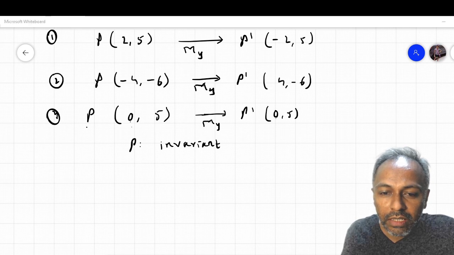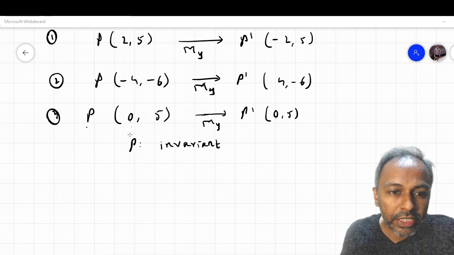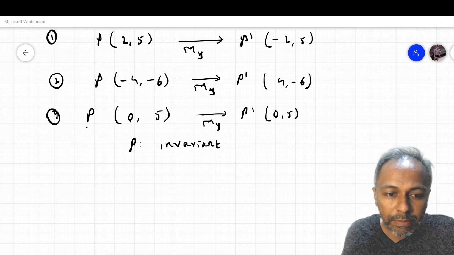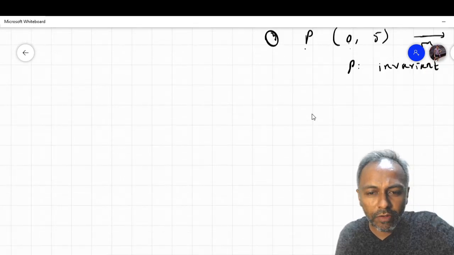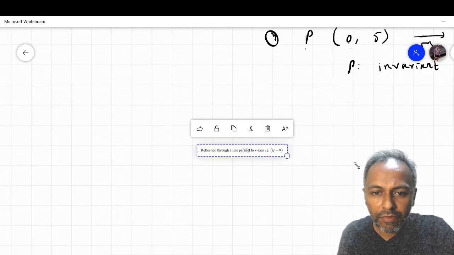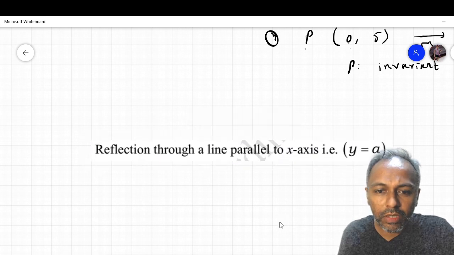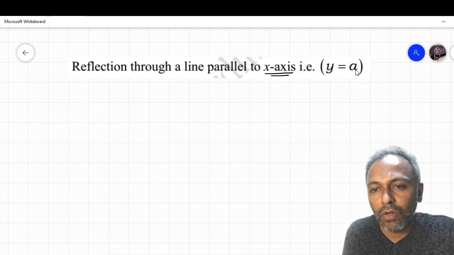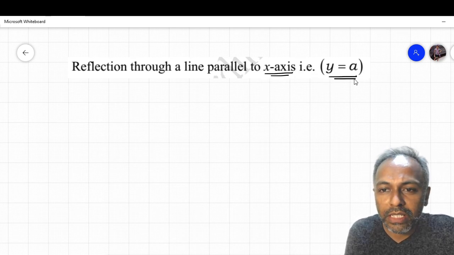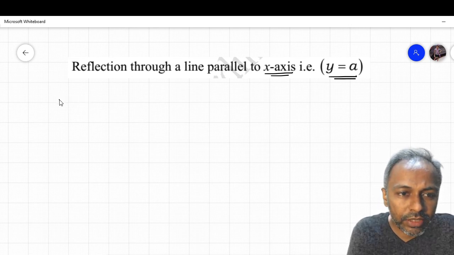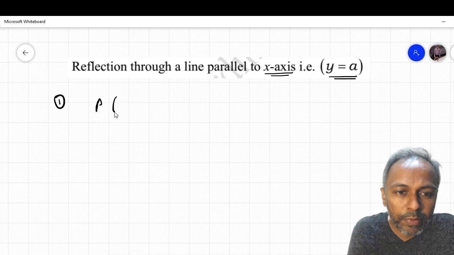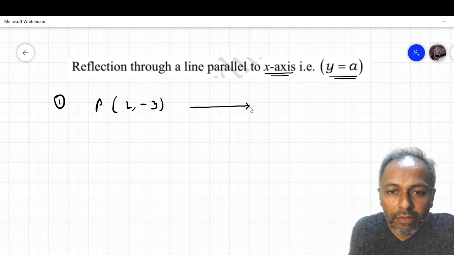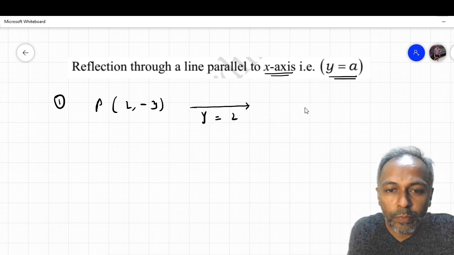Let us now take questions where we find the reflection of the point about a line, say of the type y equal to a. Let's take some questions of that type. Say we have to find the reflection about a line which is parallel to the x-axis, that is y equal to a. y equal to a is the equation form. Let's take an example. Say we have P (2, minus 3) getting reflected about y equal to 2.